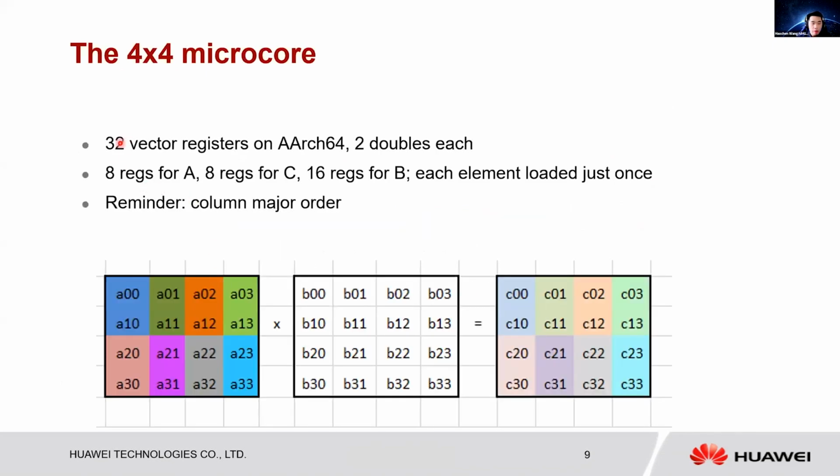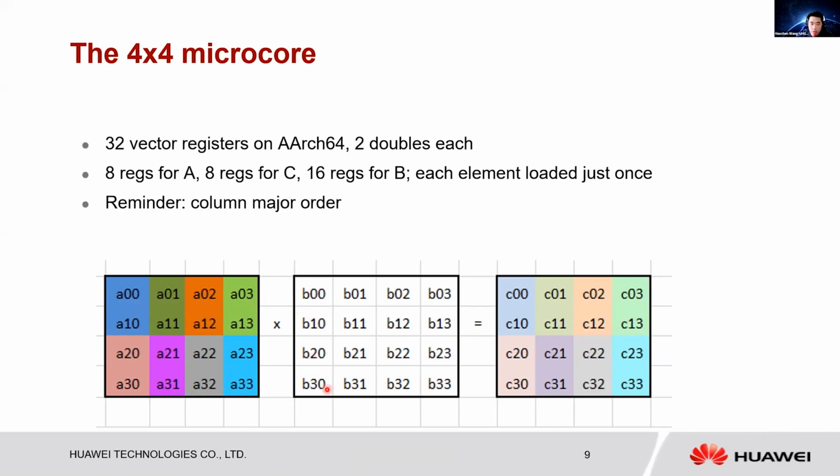Okay, so remember we have 32 vector registers on AArch64, 2 doubles each. And here's the allocation scheme for the registers. We use 8 registers for A. Remember, we're in column major order, so when we load into a vector register, we're loading 2 continuous elements in a column. We have 8 of these registers for A. We have 8 of these registers for C.